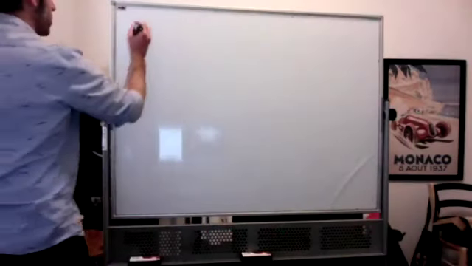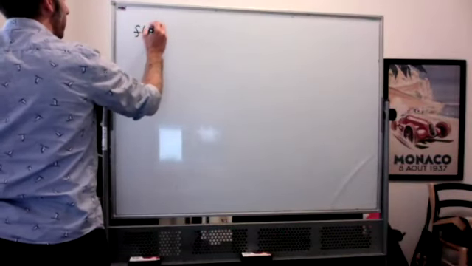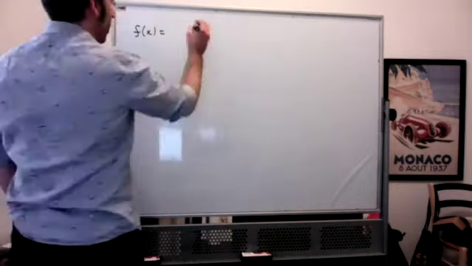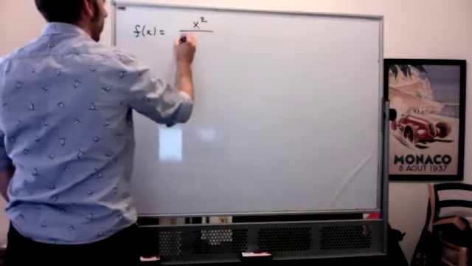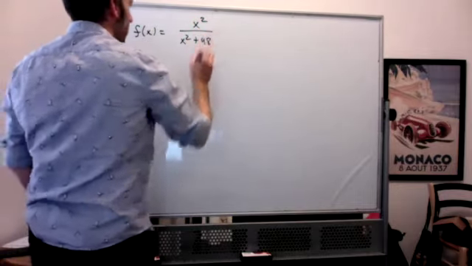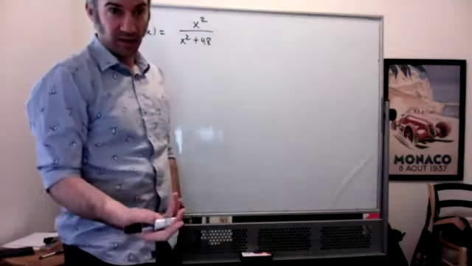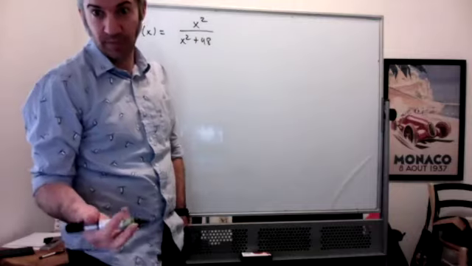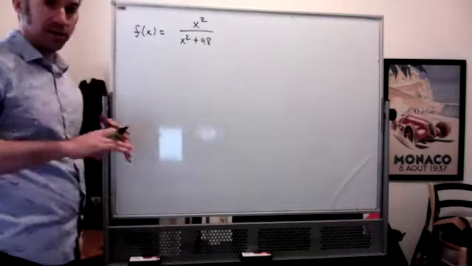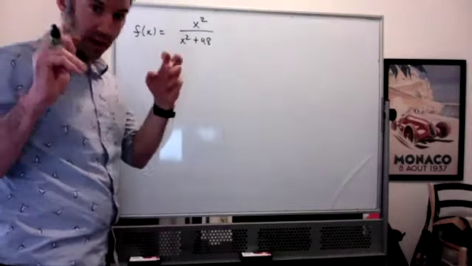So let's look at the function f of x equal to x squared over x squared plus 48. We want to find all the things. If I'm thinking about graphing this one, I really want to find the asymptotes as well. So let's go ahead and go through the process of how we graph a problem like this.